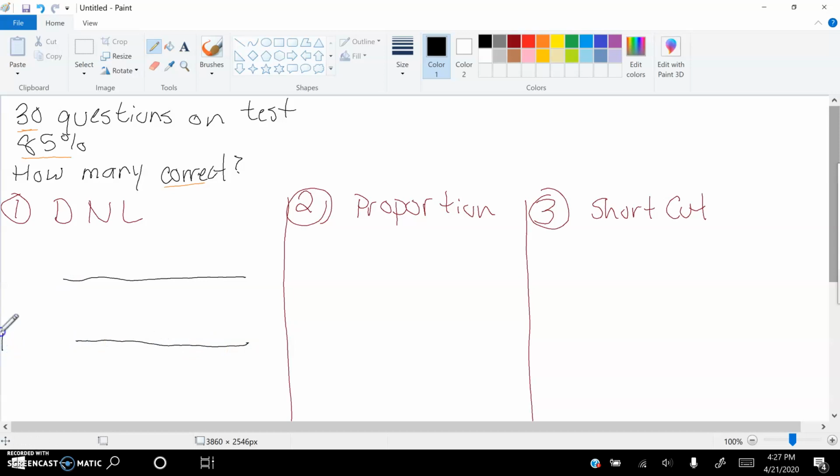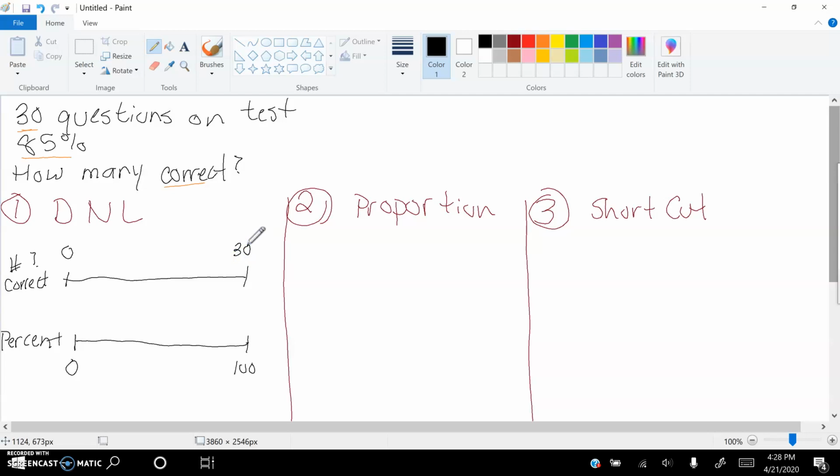The bottom is going to be our percent. And the top number line will be the number of questions we got correct. So we know that if we did not get any questions right, that would be a 0%. And to get 100%, we would have to get all of the questions right. And in this case, there are 30 questions, so we would have to get 30 correct in order to get 100%.